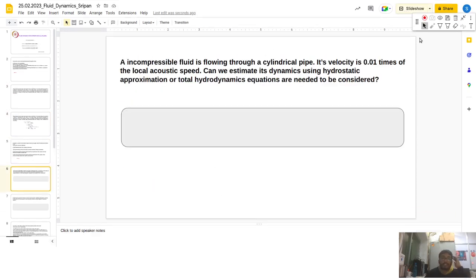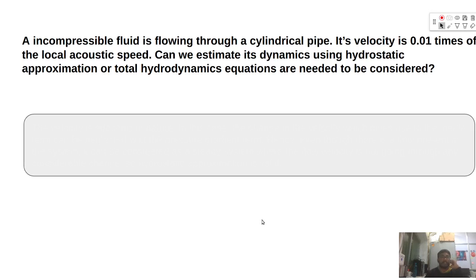Now the next question is, you have an incompressible fluid which is flowing through a cylindrical pipe. Now its velocity is 0.01 times the local acoustic speed. Acoustic means sound speed. Can we estimate its dynamics using hydrostatic approximation, or are the total hydrodynamics equations needed to be considered? So first of all, we need to understand what this velocity ratio is.